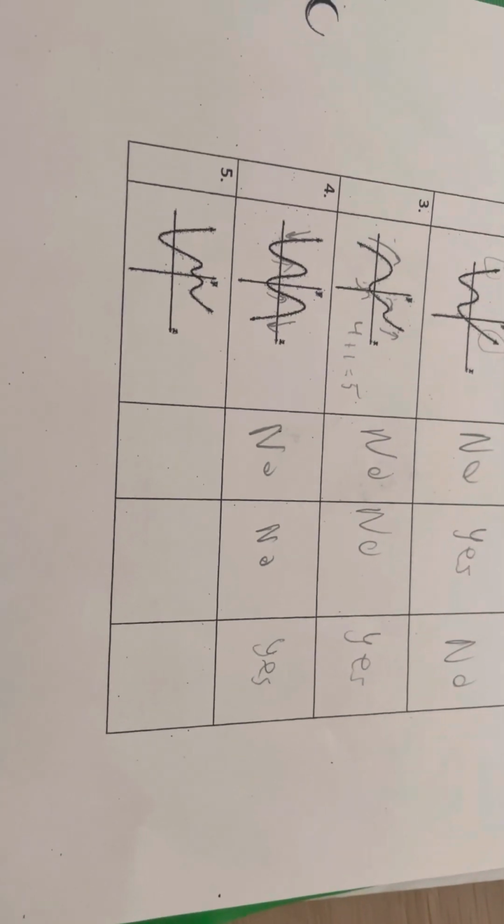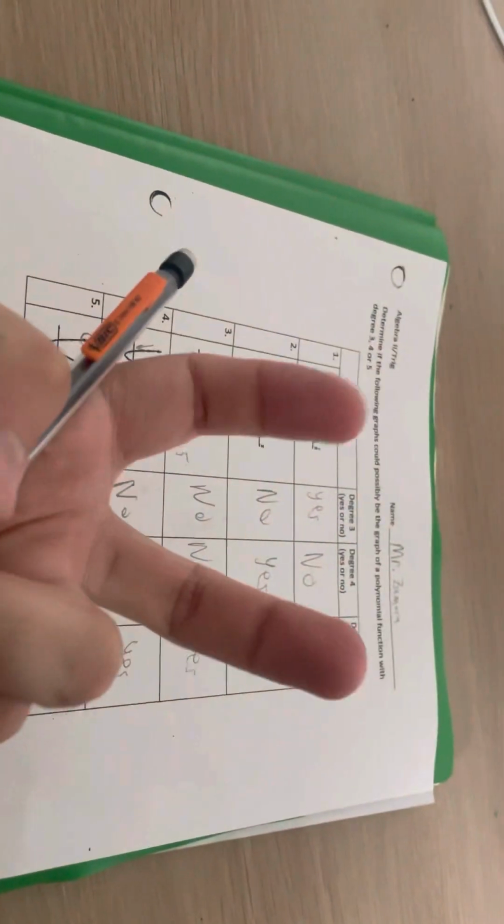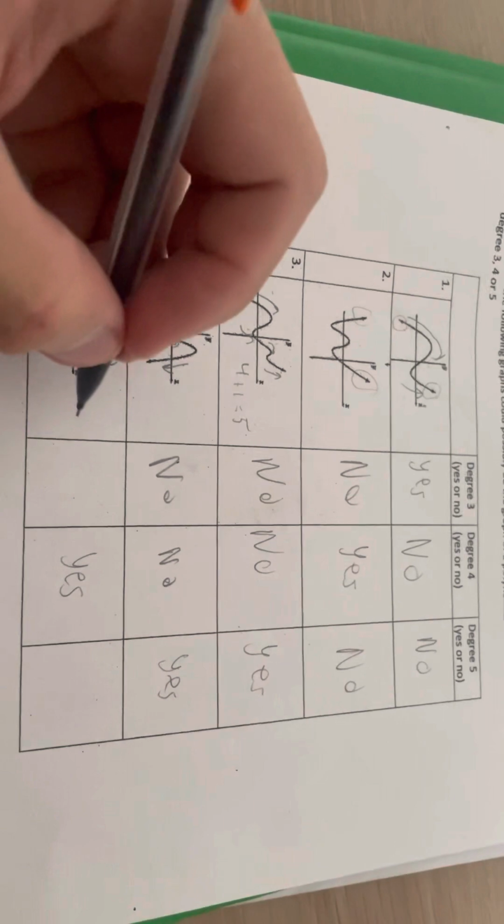So now we go over to number 5, and we notice that both of these arrows are pointing in the same directions. They're both going up in this case. So automatically, that is a yes for degree 4, and that's going to be a no for degree 3 and degree 5. So there we go with the front side, and now I'm going to go to the back side here.